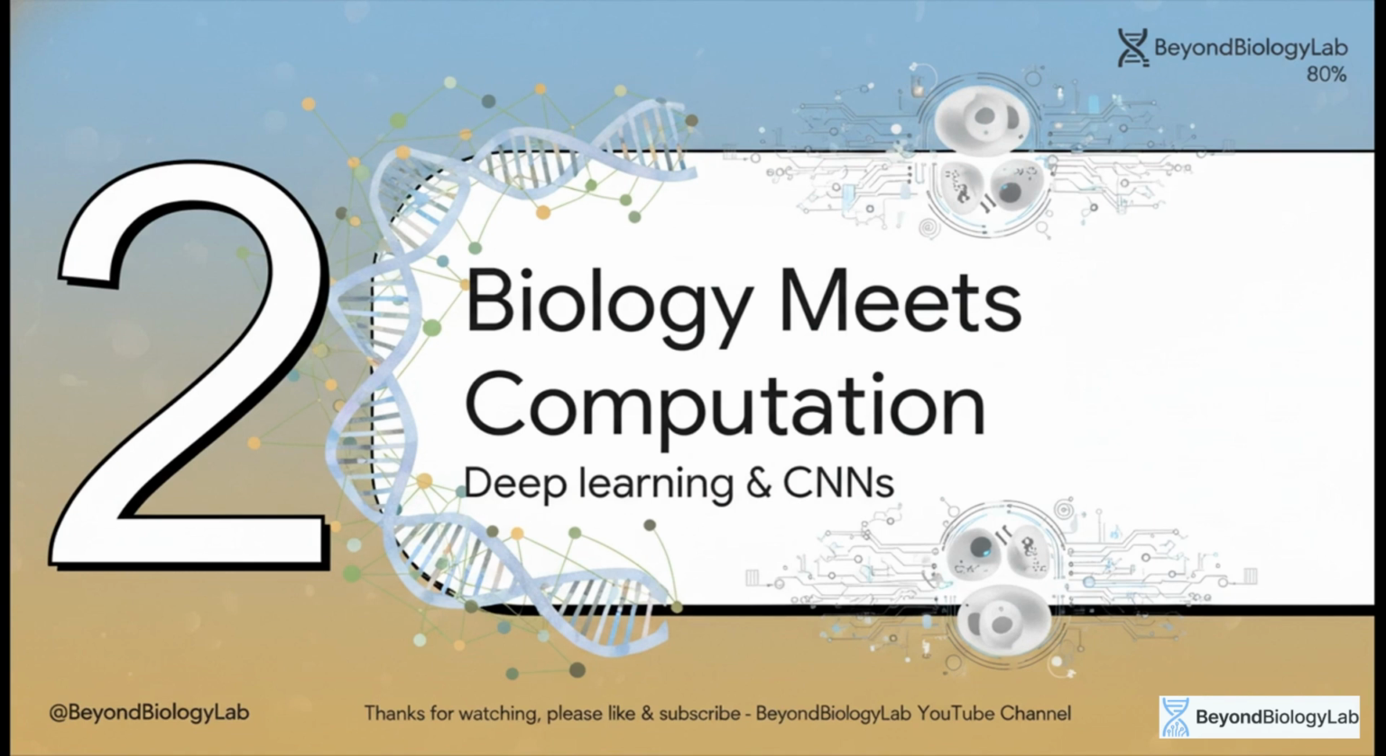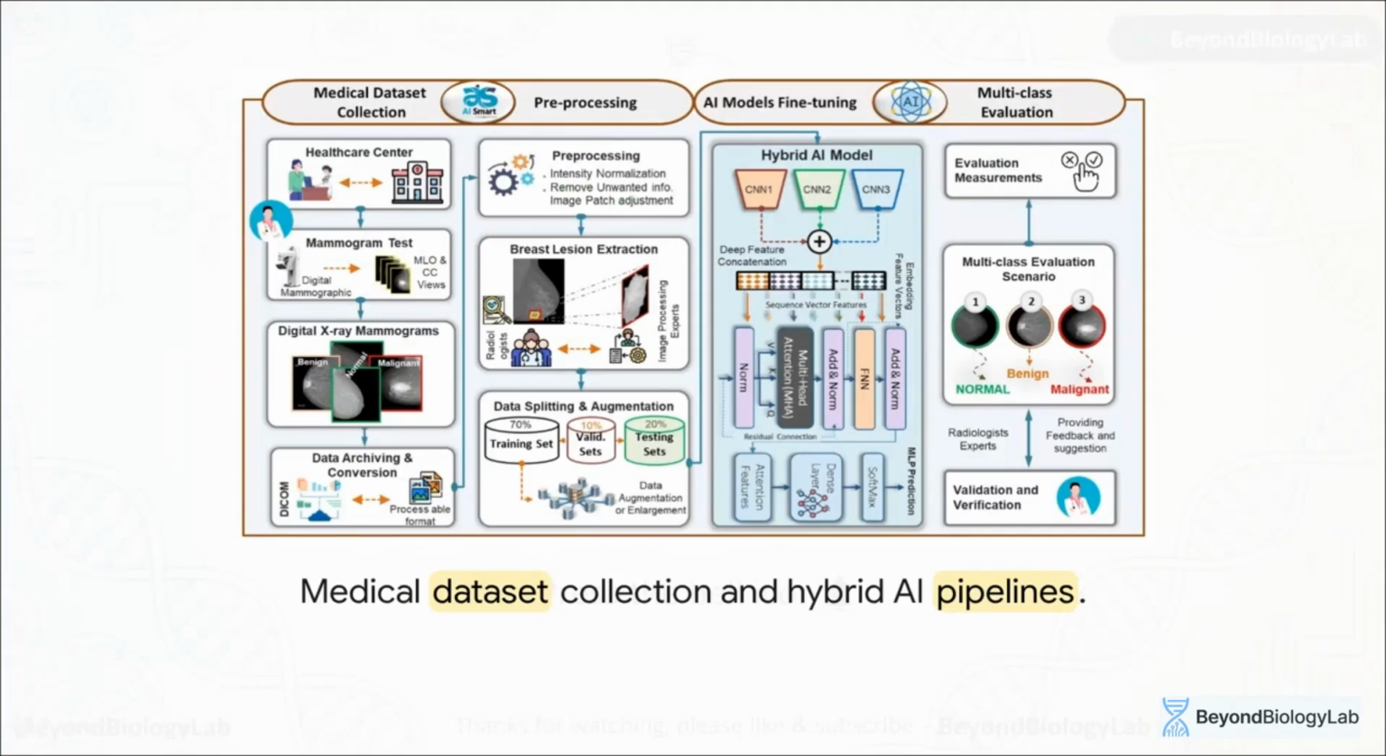That brings us to Section 2, Convergence. Biology meets computation, specifically looking at deep learning and convolutional neural networks. What you're seeing here is the rigorous journey from medical dataset collection straight through pre-processing into hybrid AI fine-tuning. It's important to understand that convolutional neural networks don't just look at a tumor. They map medical datasets by extracting pixel-level features. Through intensity normalization and image patch adjustments, these models isolate structural patterns, the shapes, the edges, the microtextures that are fundamentally invisible to the naked eye, and they abstract them into sequence vector features for purely computational evaluation.